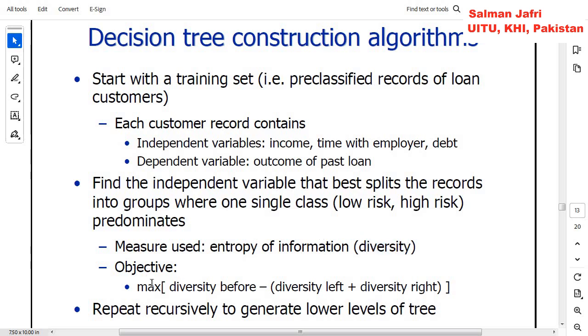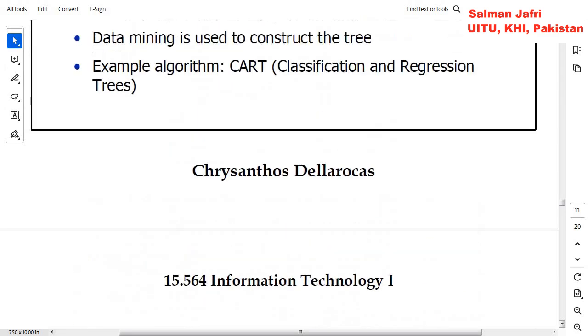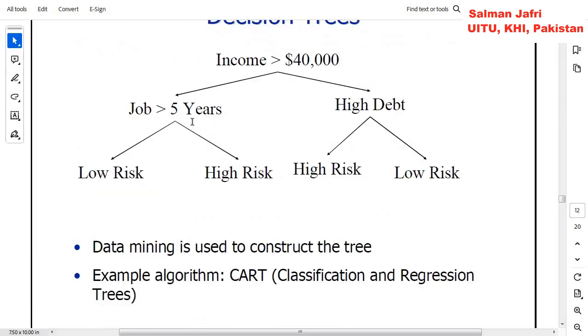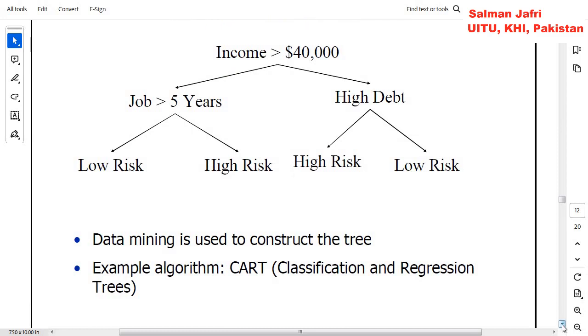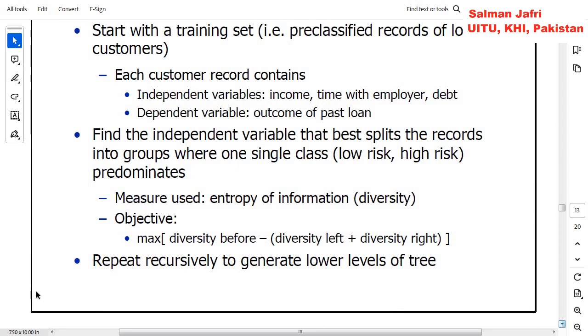So what is the objective? We want to find the maximum value of diversity before minus diversity left plus diversity right. And what is this left and right? Because we are talking from the point of view of the trees, left branch and right branch. So we repeat recursively to generate lower levels of the tree. So we move towards the upper level recursively in this algorithm.